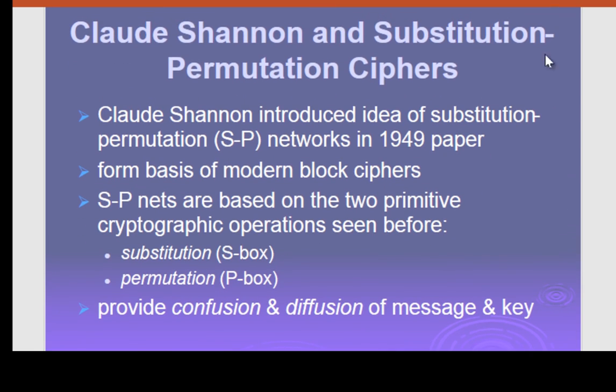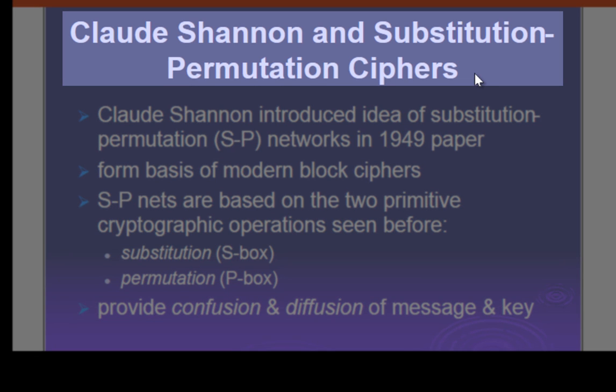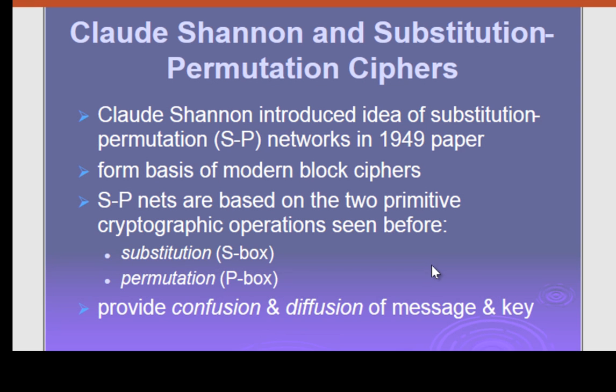Next one is Claude Shannon and substitution permutation ciphers. We use here the SP networks, in the sense substitution box and permutation box network, which was introduced by Claude Shannon in the year 1949. Most of the modern block ciphers use these SP networks only. The combination of substitutions and permutations is popularly called S box and P box.